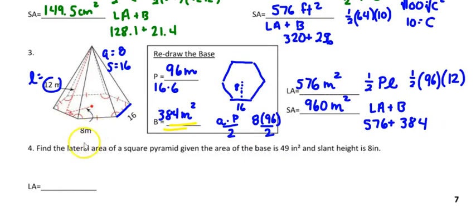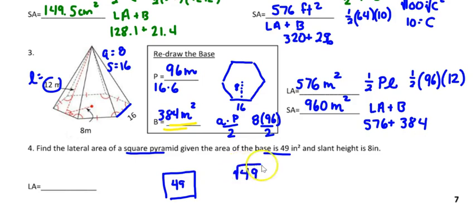Okay, for this little bit different one here, they're not drawing us a shape. It is a square pyramid, so our base is a square. The area of that base is 49. So if we take the square root of 49, we'll get our side length. So this is a side, 7. So this is 7, this is 7. Our perimeter is 7 times 4.